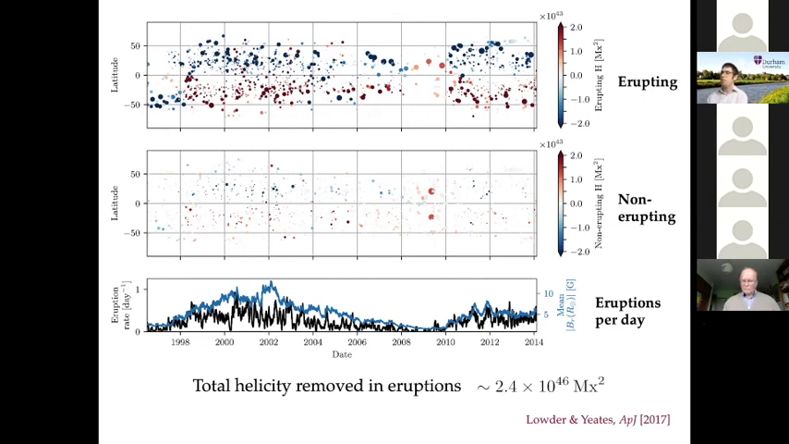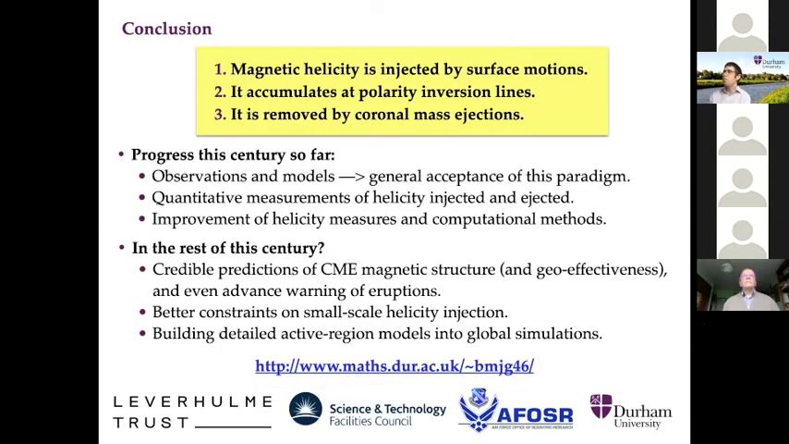Of course, there is also helicity ejected along the open magnetic field lines, and that's not included in this estimate. But roughly speaking, things seem to balance out here. It seems to make sense. Of course, there's something we'd like to make more quantitative in future, but that brings me to the conclusions.